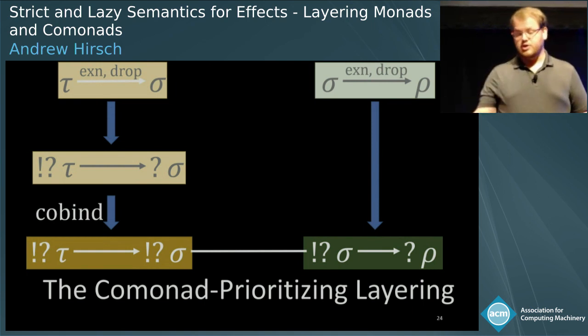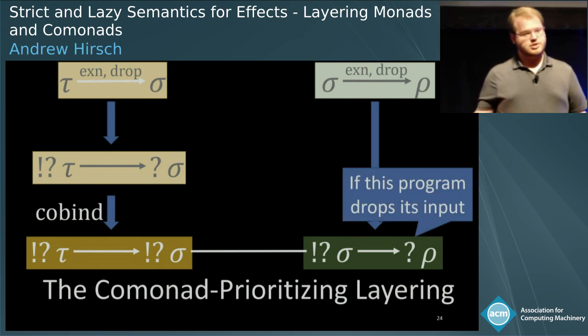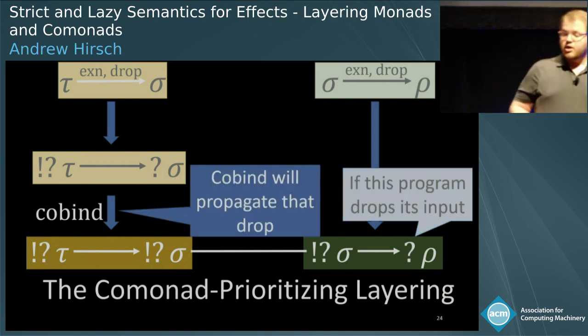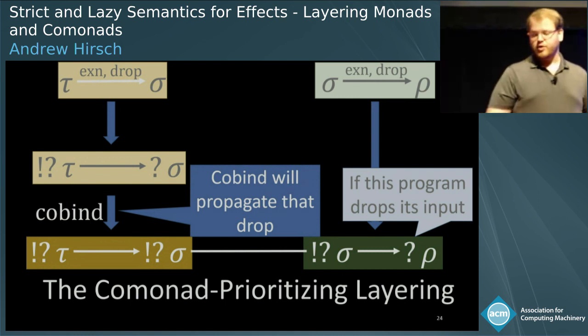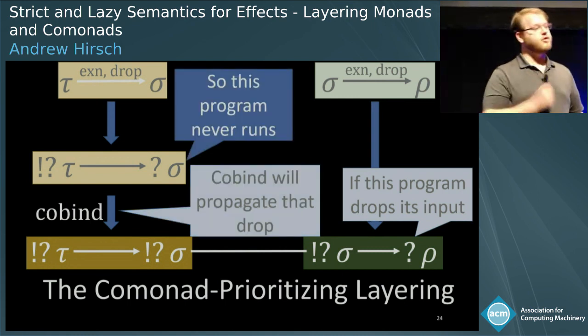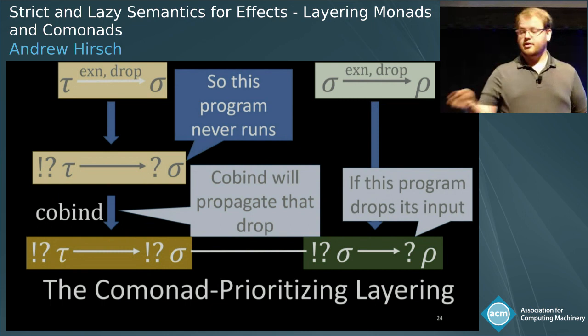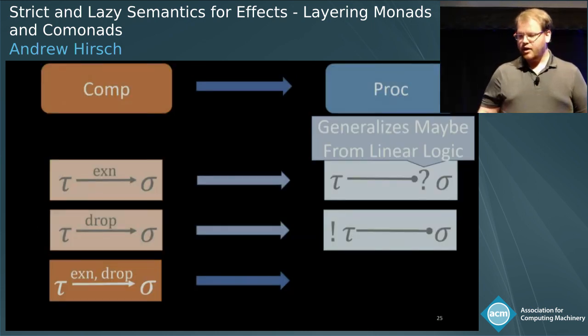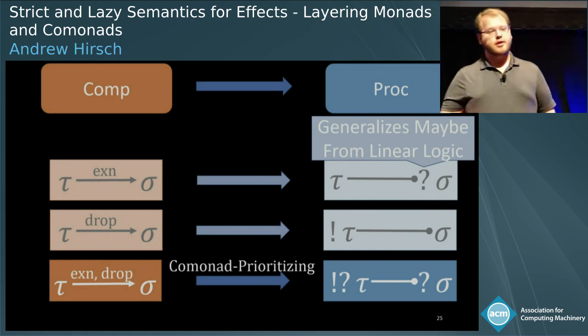If we do so, we know how the cobind works operationally. If this program drops its input, this green program, then we propagate that drop backwards so that the top yellow program never needs to run. Again, the lazy semantics of the program. So we can use the comonad prioritizing layering here as well. That's another valid choice.